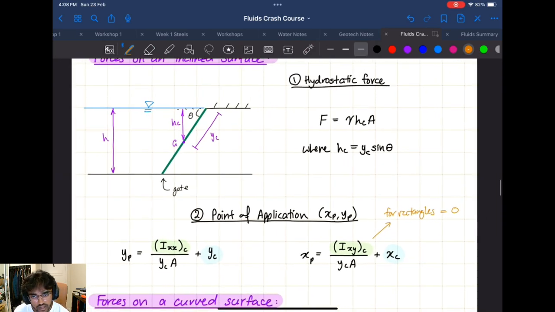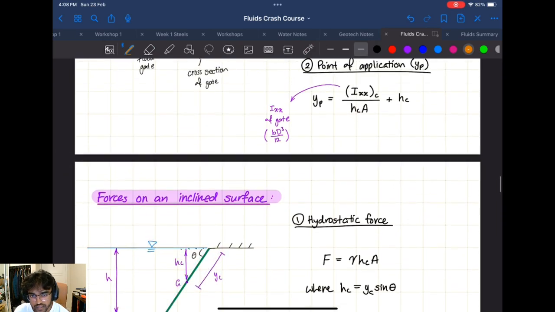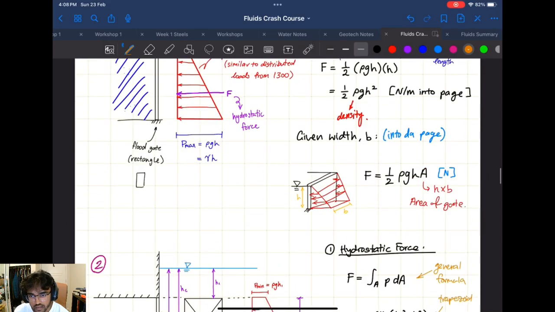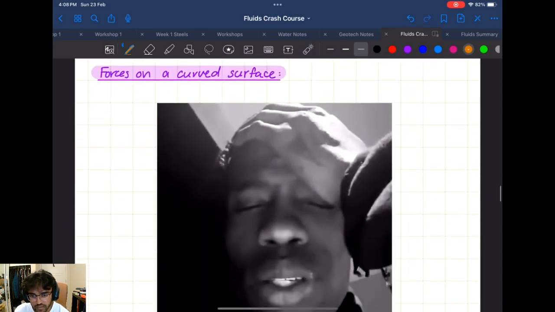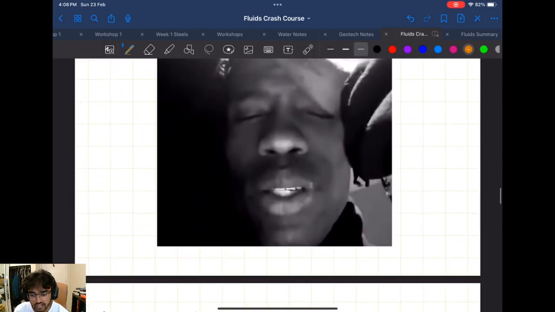Okay, so that's forces on an inclined surface. Okay, next is curved surfaces, but I'm not going to bother going through it because it's honestly really, really difficult.